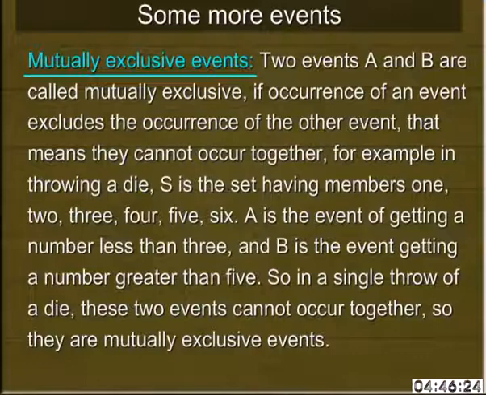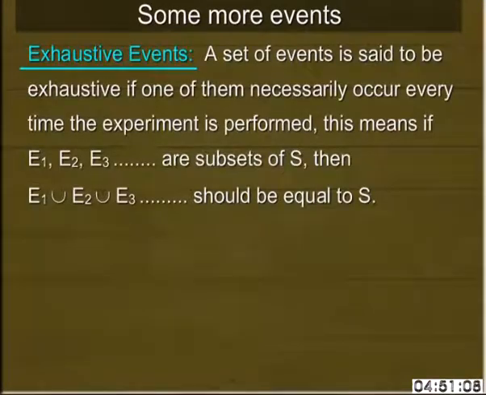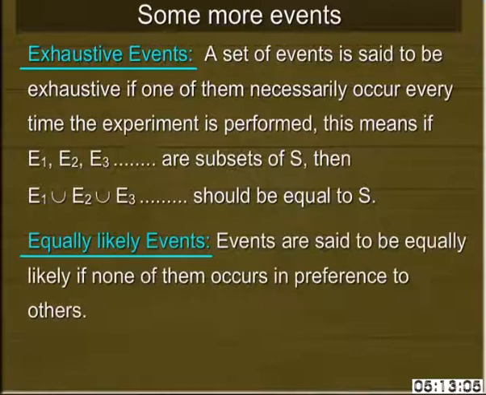Exhaustive events. A set of events is said to be exhaustive if one of them necessarily occurs every time the experiment is performed. This means if E1, E2, E3 and so on are the subsets of S, then E1 union E2 union E3 and so on should be equal to S. Equally likely events. Events are said to be equally likely if none of them occurs in preference to others.